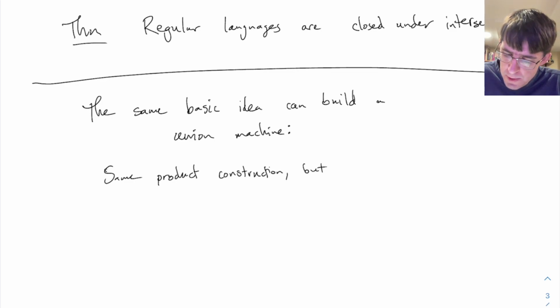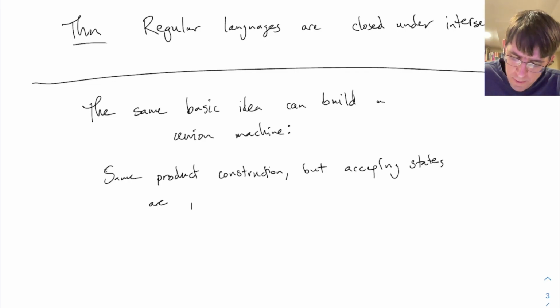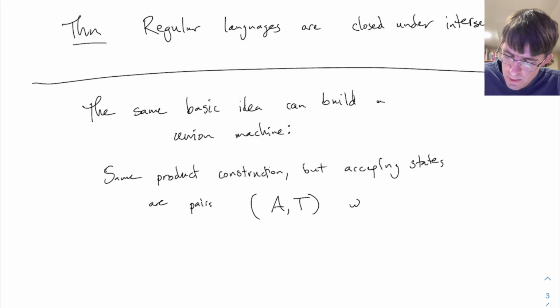But the accepting states are pairs, something like (A, T), where A is accepting or T is accepting.